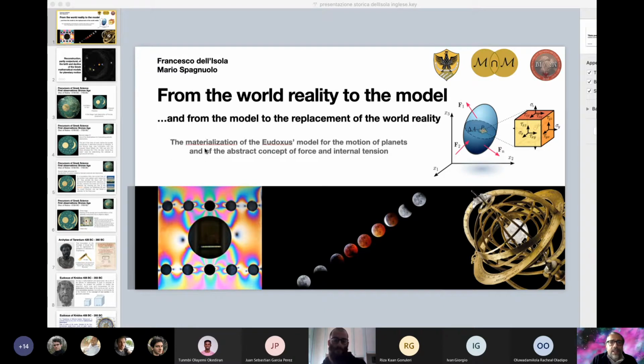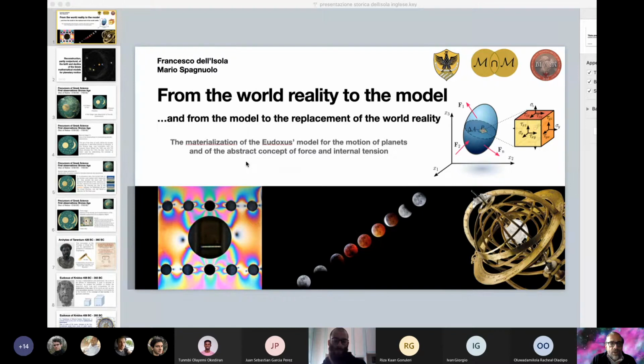Another subtitle is the materialization of the Eudoxus model for the motion of planets and of the abstract concept of force and internal tension. So what I want to underline is that a materialization phenomenon occurred before Middle Age, which made the model for planetary motion to become these kind of structures and then reality in the mind of people.